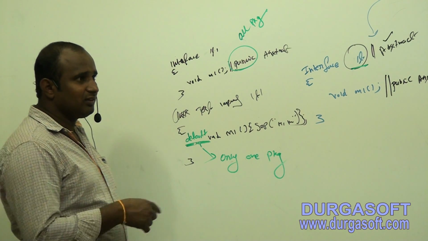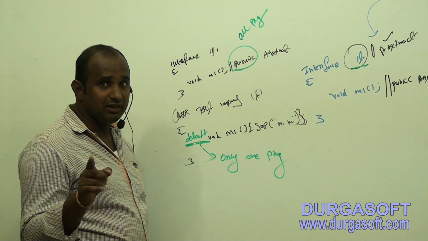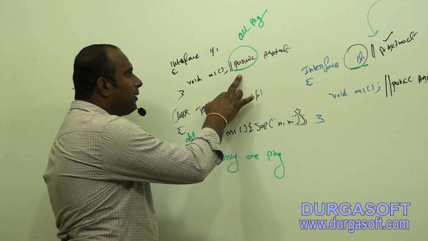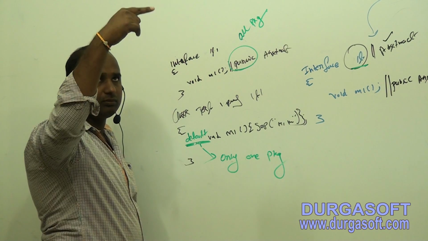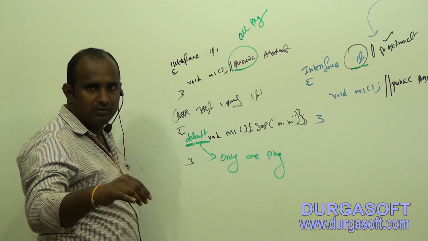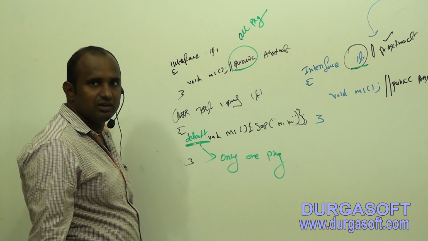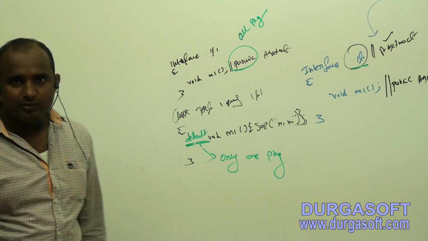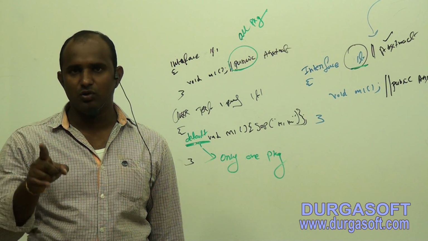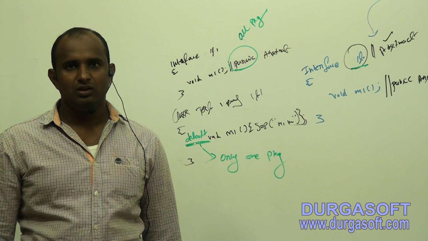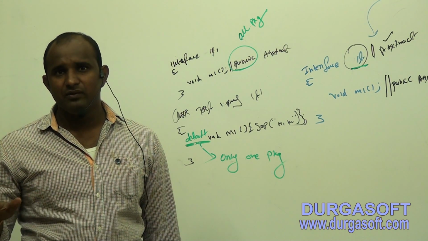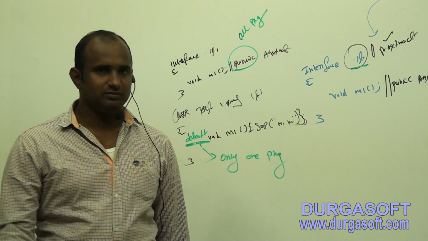Someone is asking, Ratan, can you please tell me once again, increasing or decreasing? Public, all packages. Default, only one package. All, only one. We are trying to decrease the permissions. In Java, it is not possible to decrease the permissions. Either we have to maintain the same level, otherwise increasing is possible.